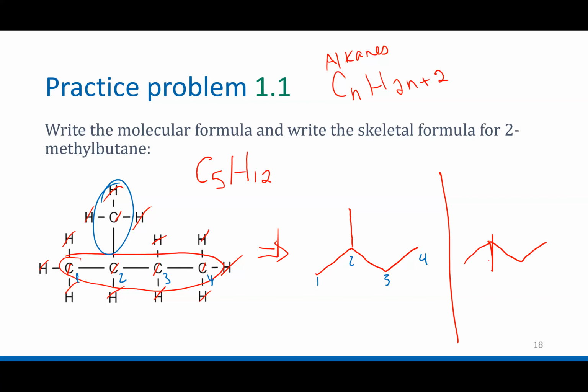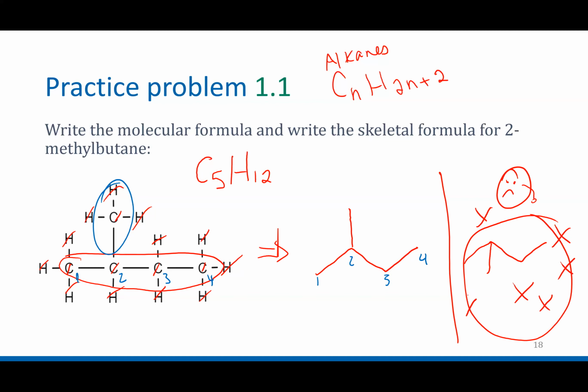This drives me crazy. Do not do that. Don't put the carbon branch in between the 2 on the bottom. Do not do this. It makes Mark cry. And you do not want to make me cry. Do not do this here. No, no, no, no, no.